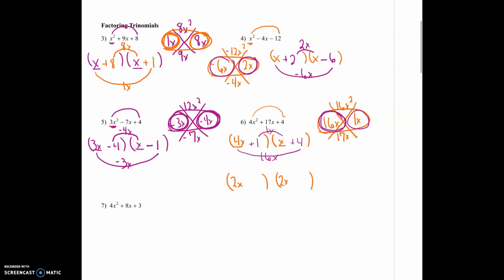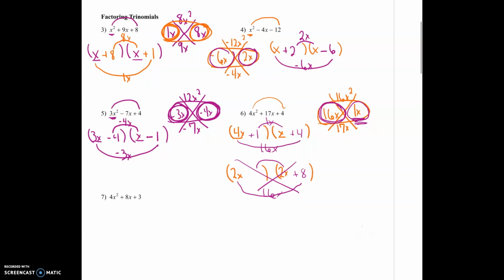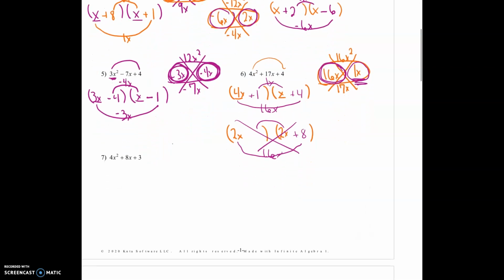So why doesn't the other option work? Well, for instance, I can take 2x times a positive 8 to get to 16x, but I can't take 2x times something to get to this 1x that's here. So that's why this one will not work. All right, let's try the next one. So again, there's a 4. So I need factors of 12x squared that get me to 8x, and that will be 2x and 6x.